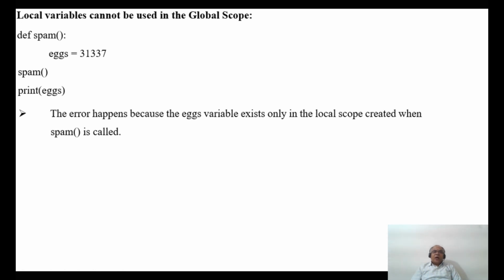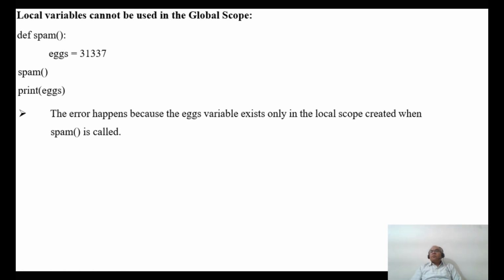Local variables cannot be used in the global scope. What does it mean? Suppose I say define spam, x is equal to 31337. That means you are assigning the value to a variable in a function, so it is a local variable. If you want to print, what will it print now? The moment your spam is called, x will be assigned x is equal to 31337. Print x. So what happens?